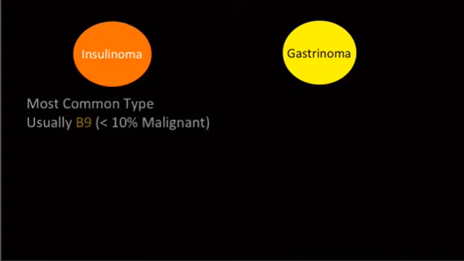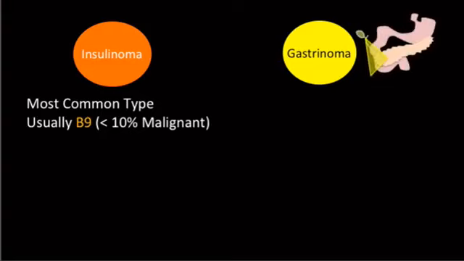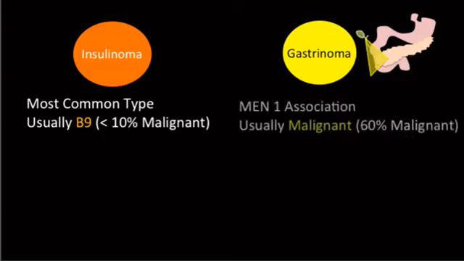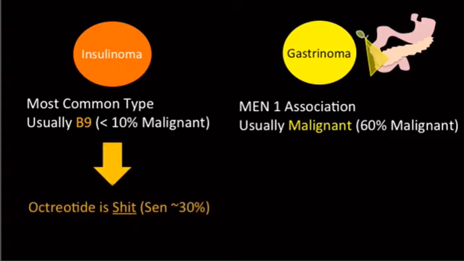So just as a refresher, remember that insulinoma is the most common. They're usually benign. Only about 10% of them are malignant. Whereas gastronomas often actually occur in the duodenum, right? It's that gastronoma triangle. They're often malignant. They are the most common associated with MEN. So if they tell you the patient has MEN1, he's more likely to have a gastronoma than an insulinoma. If you're just dealing with a straight-up islet cell tumor, it's more likely to be an insulinoma.